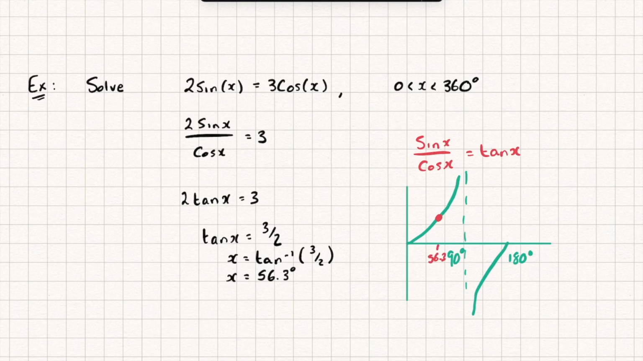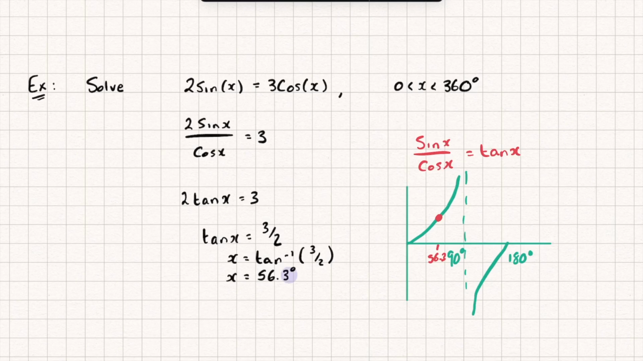So we've got one solution, and that is correct. That's in the interval between 0 and 360 degrees. But there might be some more. And so to check to see if there are any other solutions in this interval, what I'm going to do is add or subtract the period of the graph to this solution. So the period of tan of x is 180 degrees.